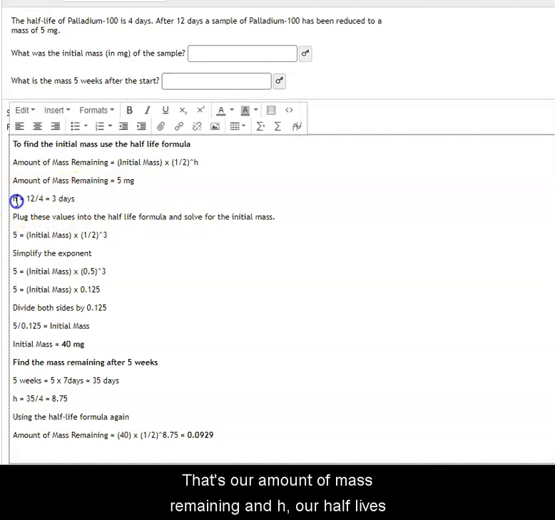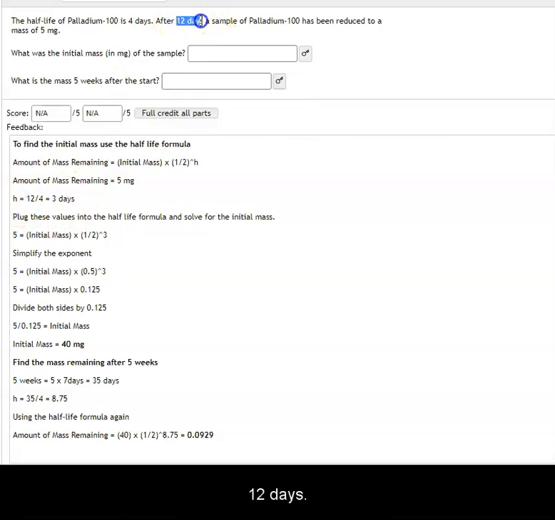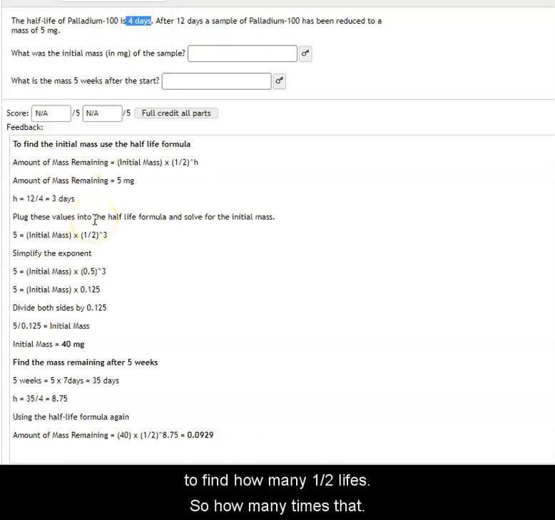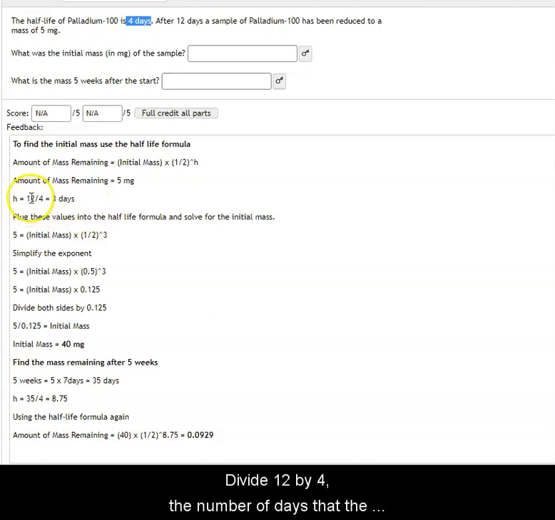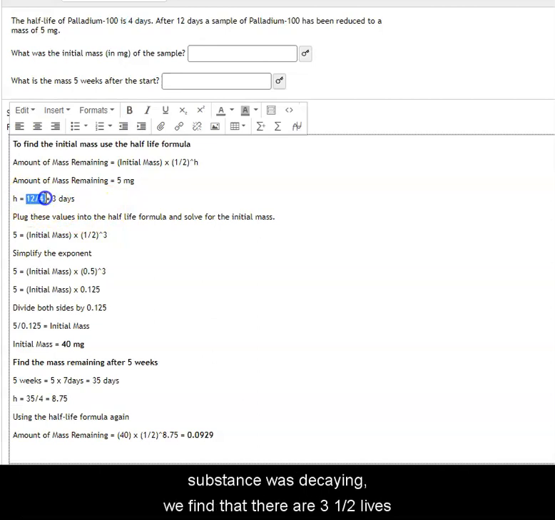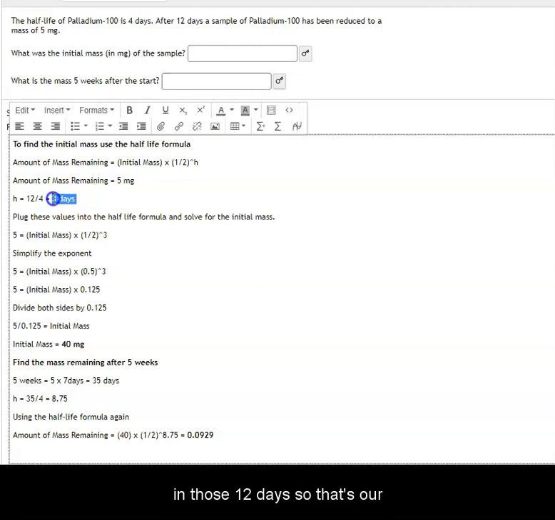And h would be 12 days, the time it takes to reduce the mass to 5 milligrams, divided by the half-life of 4 days, to find how many half-lives, so how many times that substance decays to a half. Like after 4 days it would be half, and after another 4 days half of that, and after another 4 days half of that. So if we divide 12 by 4, we find that there are 3 half-lives in those 12 days.